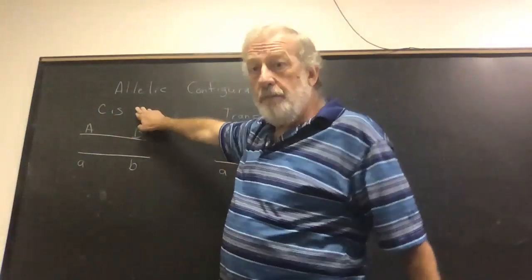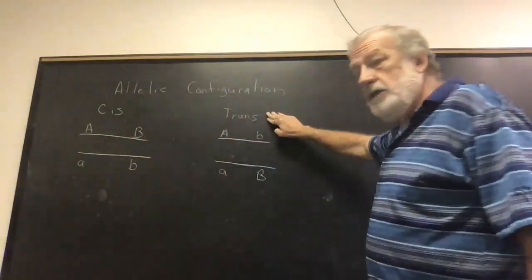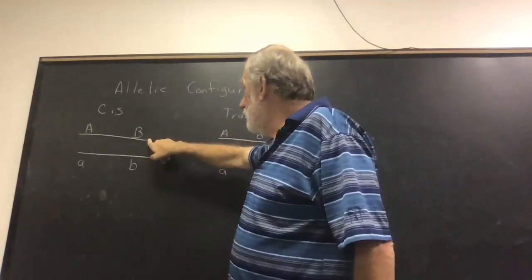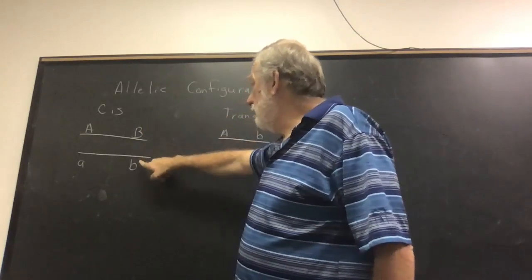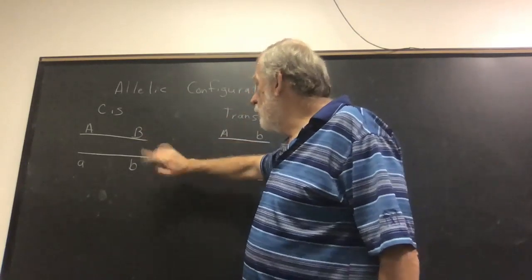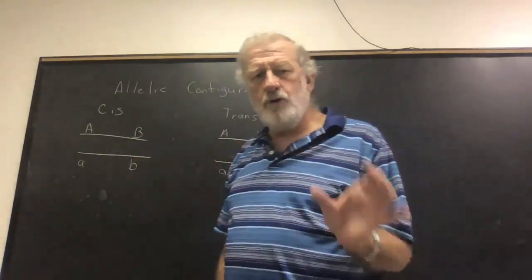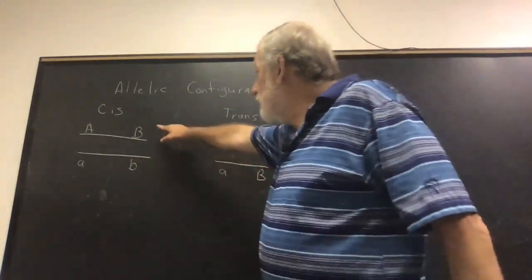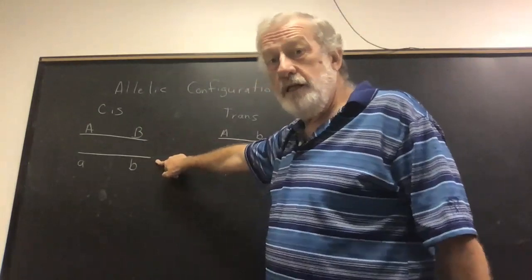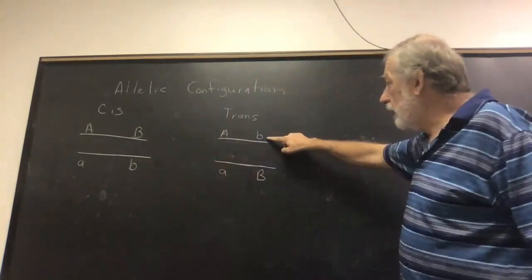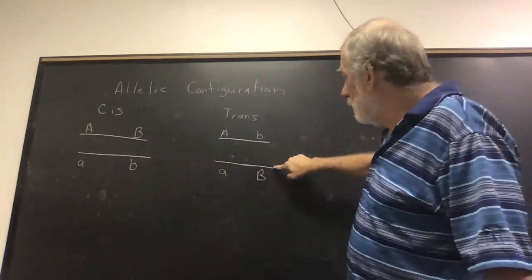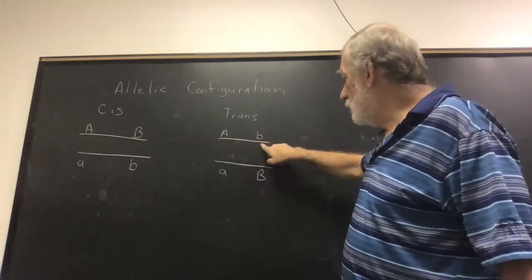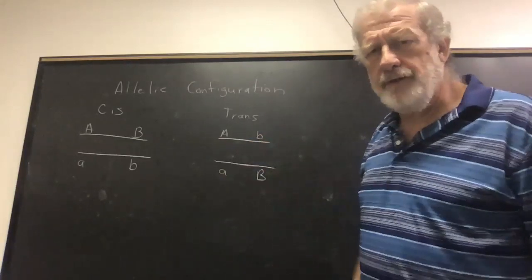Cis or coupling is another word for cis, and trans or repulsion is another word for trans. So in cis, both dominant and both recessive alleles are on the same homolog. These little lines represent small portions of chromosomes because we're studying linkage and these genes are very close together. So big A and big B on one, little a and little b on the other homolog, that's cis. Here we've got big A, little b on one homolog, little a and big B on the other. This is trans: one dominant, one recessive allele on one homolog, one recessive, one dominant allele on the other homolog.